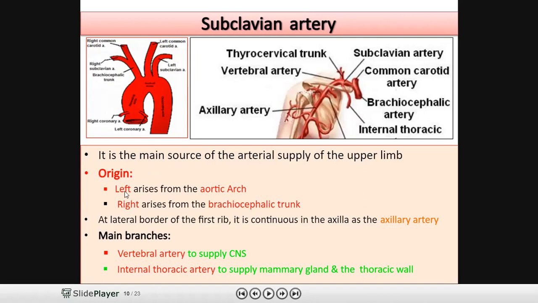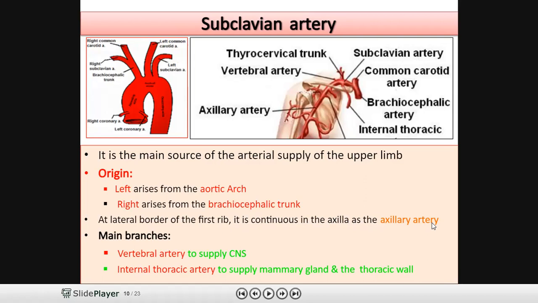Origin. On the left side, it arises from the aortic arch directly, as we see here. The left subclavian artery arises directly from the aortic arch, but on the right side, it arises from the brachiocephalic trunk. Now, at the lateral border of the first rib, it is continuous in the axilla as the axillary artery.